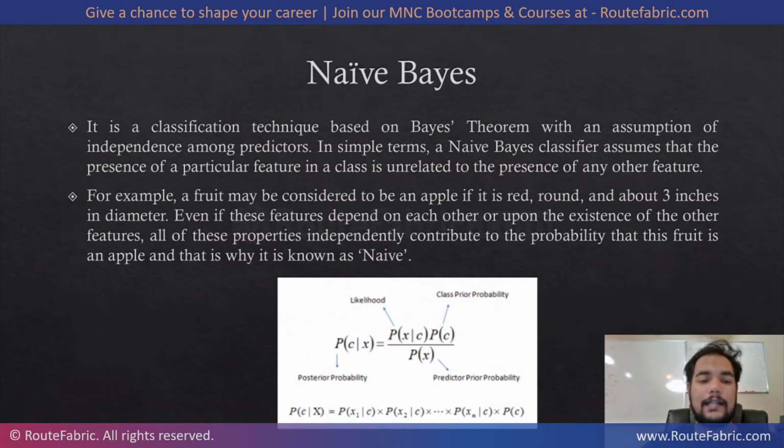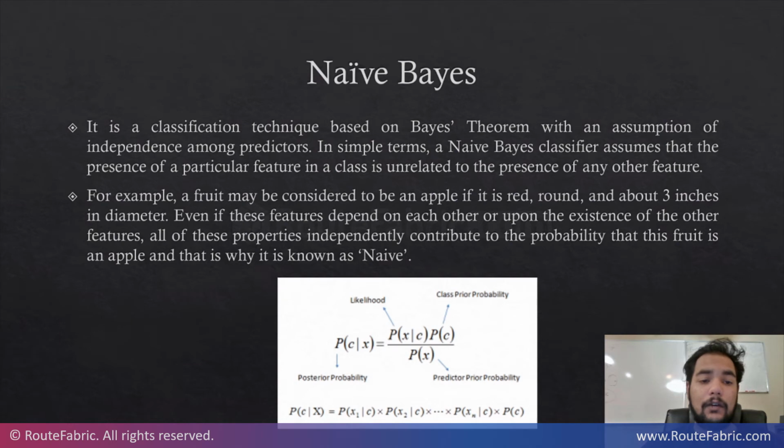Now let's consider an example. A fruit may be considered to be an apple if it's red, round, and about 3 inches in diameter. Even if these features depend on each other or upon the existence of other features, all of these properties are considered independently. So when Naïve Bayes is classifying a brand new data entry, it'll see if it's red. If it's red, it sets points into if it's an apple. If it's round, it increases the probability for something to be an apple. If it's about 3 inches in diameter, it increases the odds of it becoming an apple.